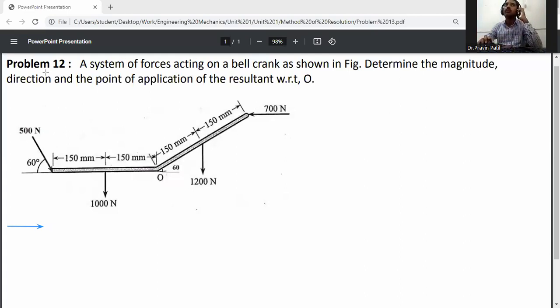So problem: a system of forces acting on a bell crank as shown in figure. Determine the magnitude, direction, and the point of application of the resultant with respect to O. Okay. So first, that's 500 Newton. It is inclined load. So first of all, resolve this 500 Newton load in two directions.